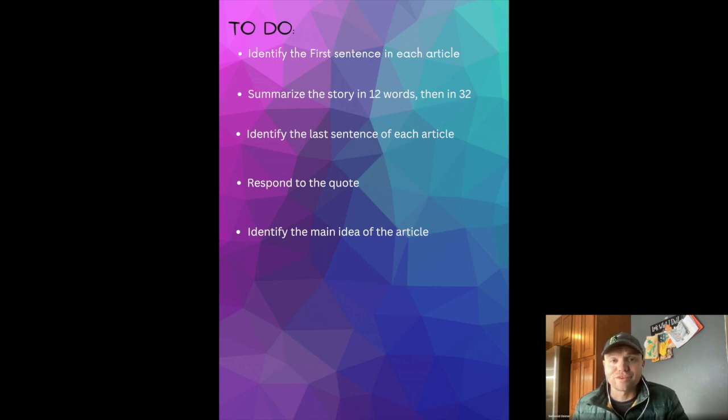All right, now that we've gotten that out of the way, time to take a look at summarizing. We summarize in 12 words, and we summarize in 32 words. We shoot for 12 words because that forces us to be concise. It's like, what is important? How can I really narrow down what's important in each of these two articles?